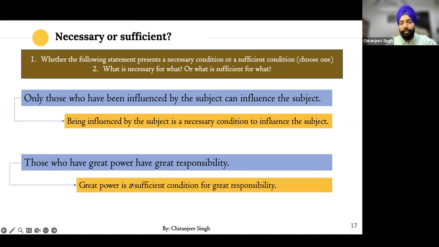Right, so here it is. Great power is a sufficient condition. So anybody who has great power has great responsibility. So having great power is sufficient. So whoever has great power will have great responsibility. That is the meaning of this statement. Okay.